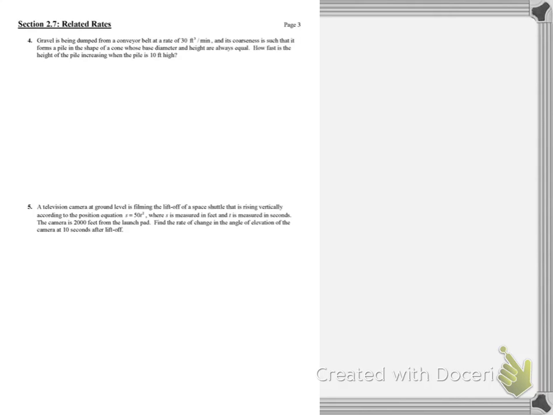Number 4. Gravel is being dumped from a conveyor belt at a rate of 30 feet cubed per minute, and its coarseness is such that it forms a pile in the shape of a cone whose base diameter and height are always equal. How fast is the height of the pile increasing when the pile is 10 feet high? So what we're going to do first is draw a picture. So here is my cone.